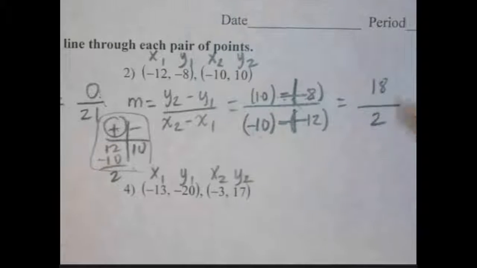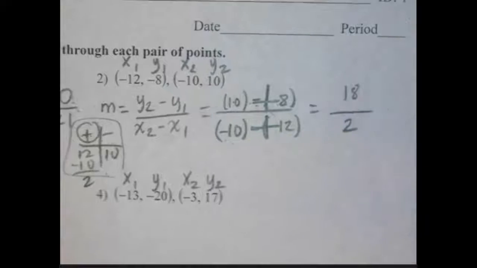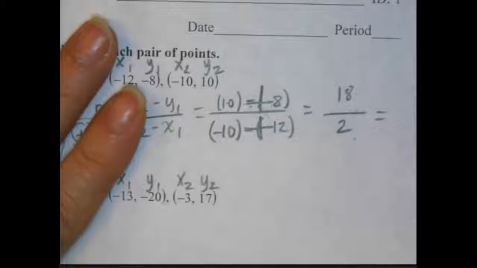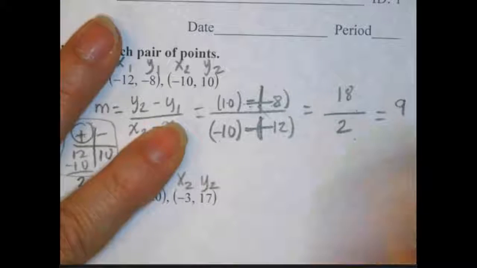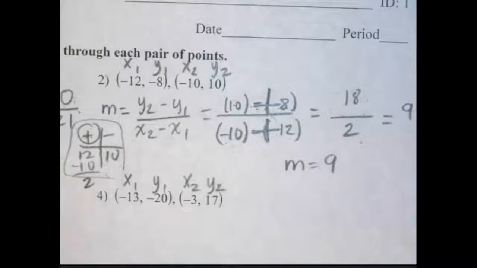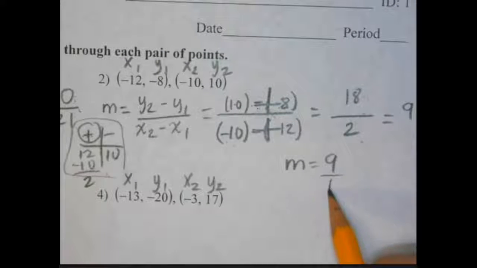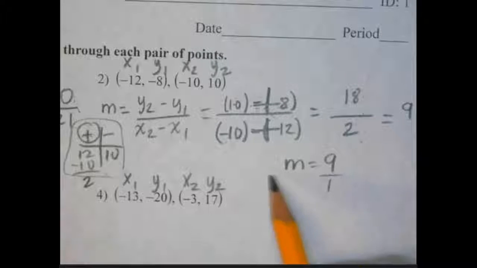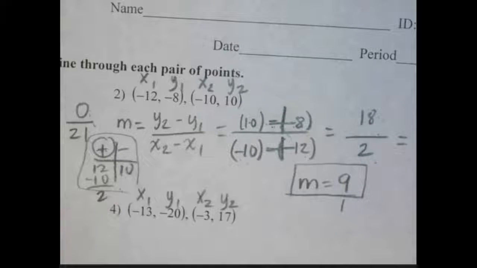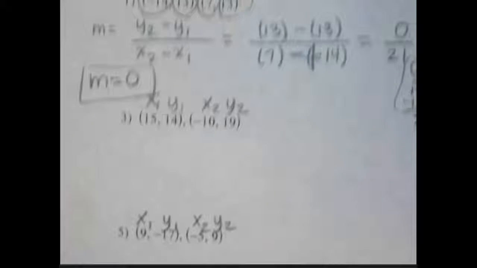So good. So 18. Now, I can simplify 18 over 2, can I not? This is 18 divided by 2. What does it equal? 9. I heard a right number and a wrong number, so m is 9. So if we were to write it as a slope, we'd put it over 1, but we don't have to. We can just say m is equal to 9. Easy peasy lemon squeezy? Yeah, go ahead and do number 3 on your own.